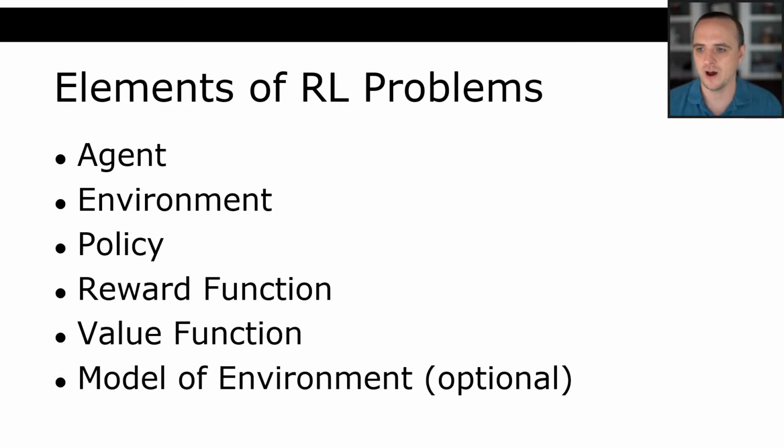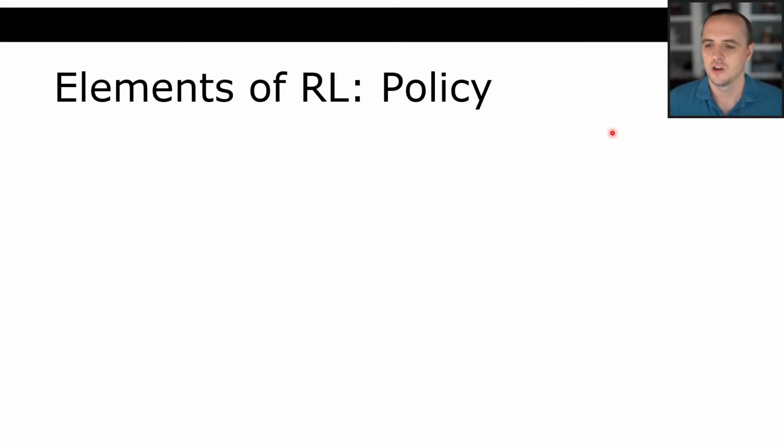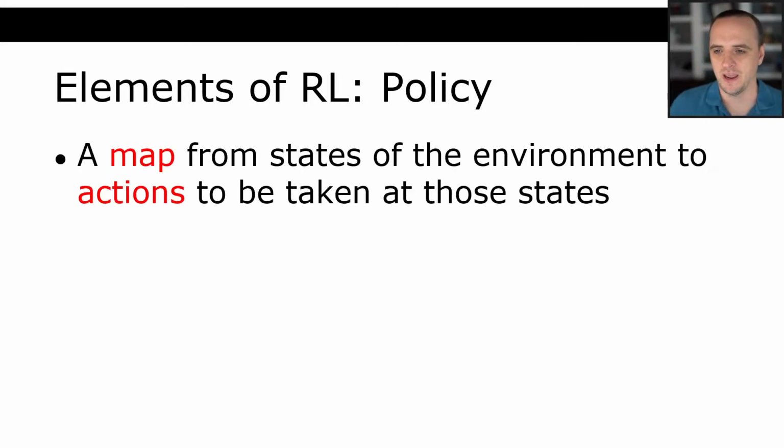So we know what an agent is. We know what an environment is. What are the other things? So what is a policy? A policy is a map from states of the environment to actions to be taken at those states. So it says, oh, look, here's the current state of the environment. What should I do? Should I move up? Should I move down? Should I move the queen diagonally? Should I jump on top of that Goomba? Should I touch the hot stove? That is all encoded by the policy.